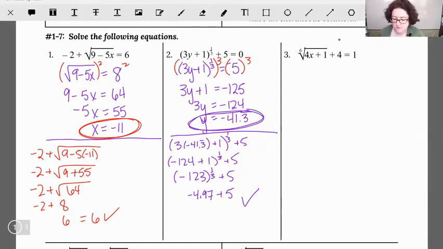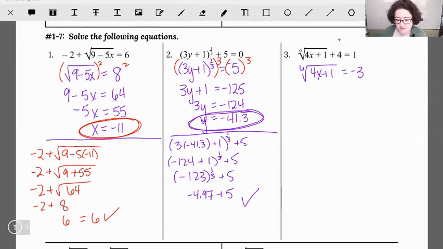Alrighty, number 3, 6th root of 4x plus 1 plus 4 equals negative 1. So first thing is isolate that radical. So we need to subtract the 4 from both sides. So 6th root of 4x plus 1 equals negative 3. Wait a second. I told you that an even root is not going to work, but I don't want you to just believe me. So let's go through and see what happens when we check our answer on this.